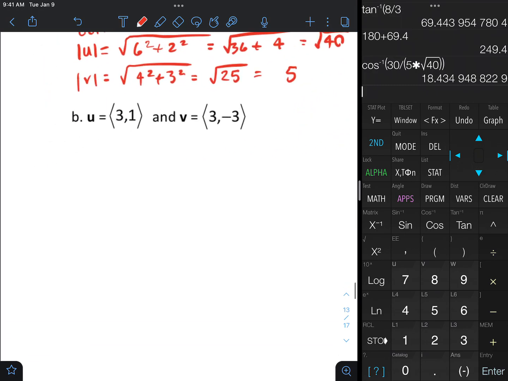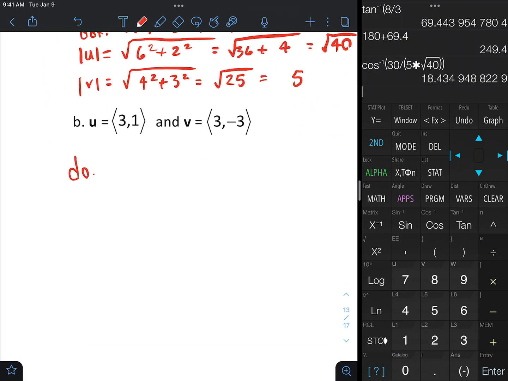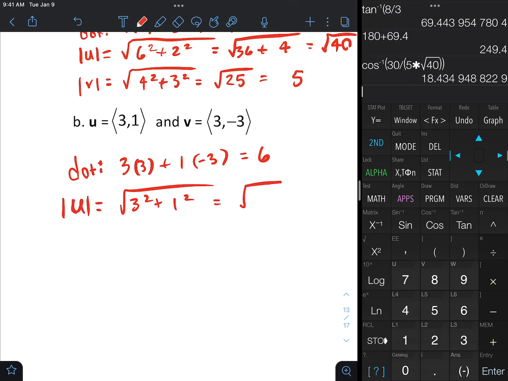All right, let's knock out this last one here. Same process, different numbers. Dot product here, that would be 3 times 3, plus 1 times negative 3. So that'd be 9 minus 3, essentially. That's going to come out to 6. Magnitude of u would be 3 squared and 1 squared, which should come out to root 10.